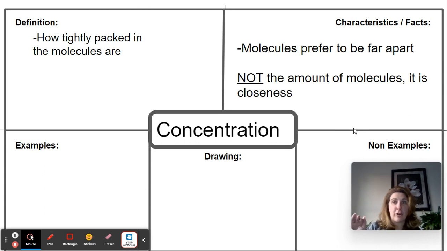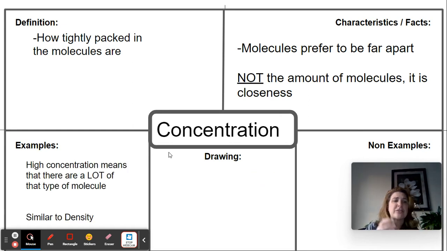Molecules prefer to be far apart. So when you put food coloring or Kool-Aid powder into water, they're going to want to spread out and be equidistant, as evenly far away as they can. When we talk about concentration, it's not the amount of molecules, it's how close they are. But you have to think of both of those things at once. They want to be far apart, but they can only spread out in the liquid that they're given. So if you put a lot of molecules in, it's going to be much more concentrated.